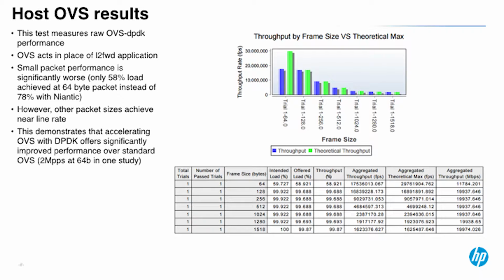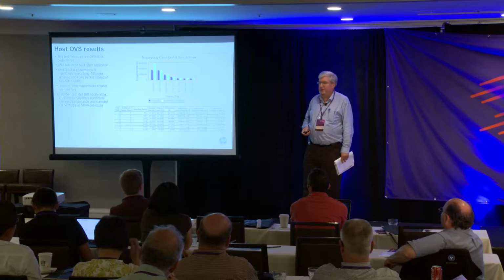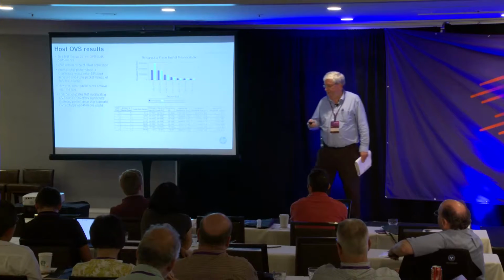I've seen some studies with standard, non-accelerated OVS that were showing about 2 million packets per second at 64 bytes, and here we're at about 17 million. That's a clear example of the benefit of the DPDK acceleration here.